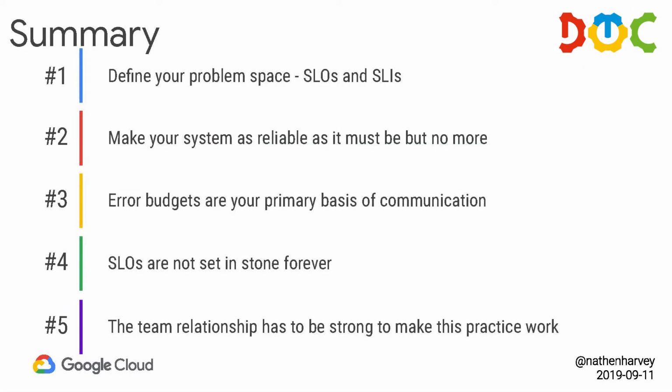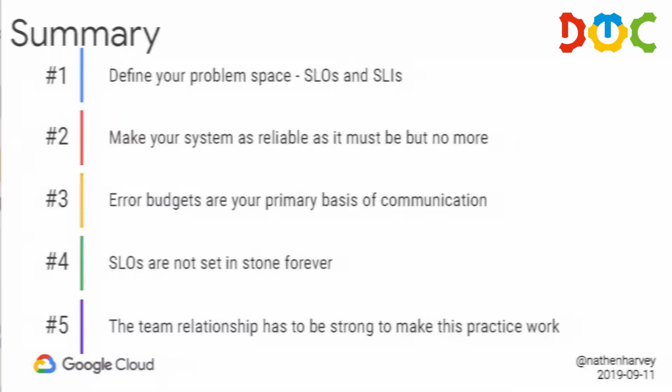So in a quick summary about how do you do this, the first thing you have to do is define your problem space. You have to understand who are your customers, and this is a conversation that you need to have with the product owners, with your executives, with leadership. Define that problem space with SLOs and SLIs. Make your system as reliable as it must be, but no more.